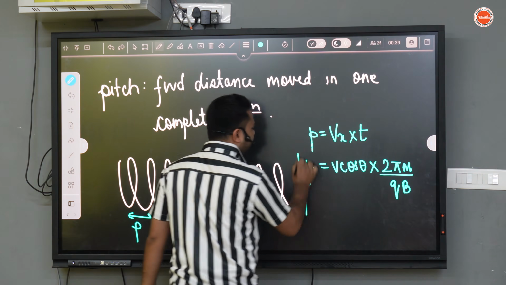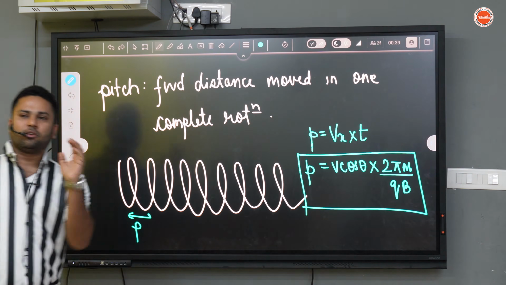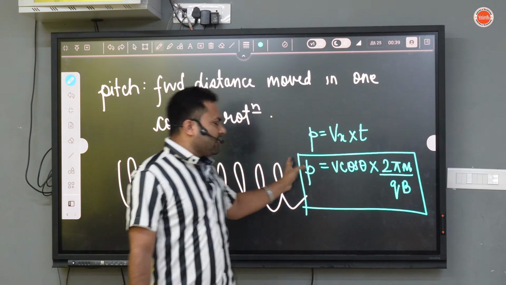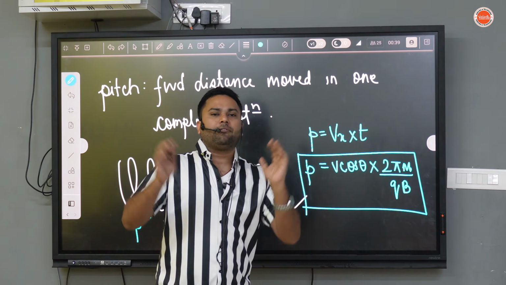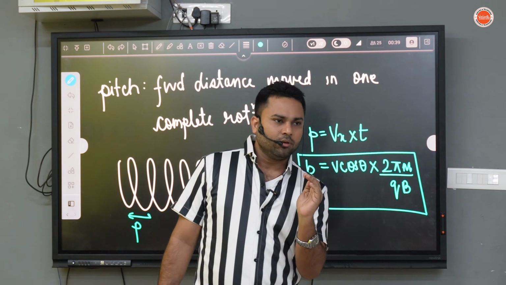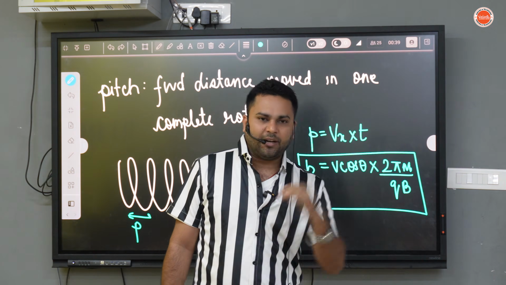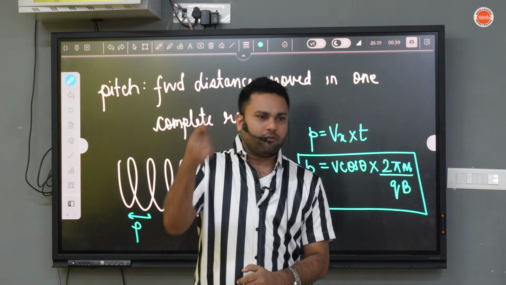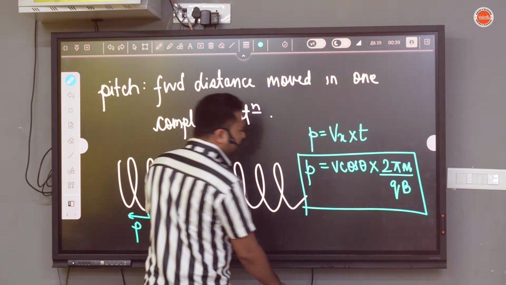They may ask in the examination what the pitch of the helix is. Don't remember it as v cos theta into 2 pi m by qB, this will be a bigger formula. You just remember that pitch is the distance, equals speed into time. Speed is v cos theta and time of revolution is 2 pi m by qB. Write this. Okay, fine.